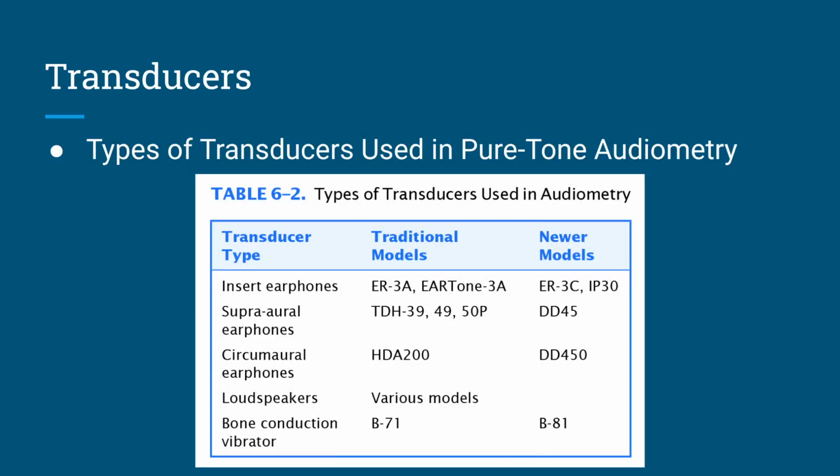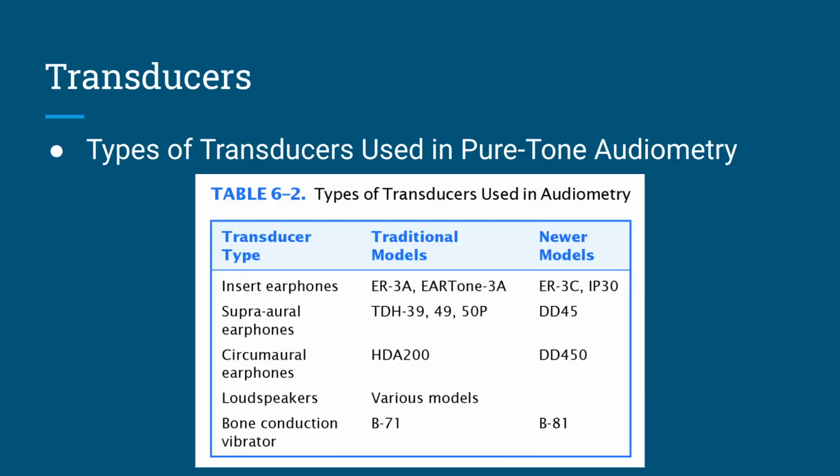Different types of transducers used in pure tone audiometry. We have insert earphones, supraoral earphones, circumoral earphones. We have loudspeakers. We have bone conduction vibrators. The traditional model numbers are listed out here, and the newer models are listed out here as well. The ER3A is the most common insert earphone. Replaced by the IP30. It's really identical.